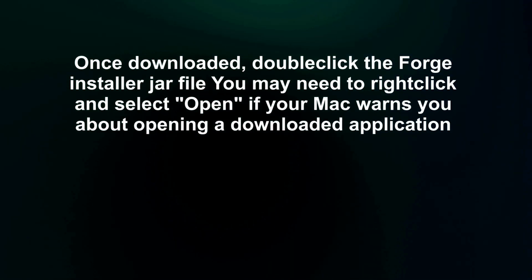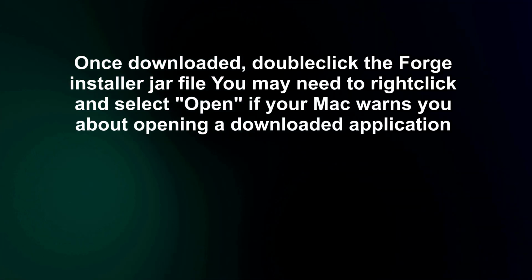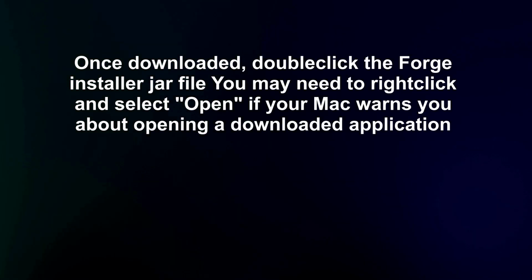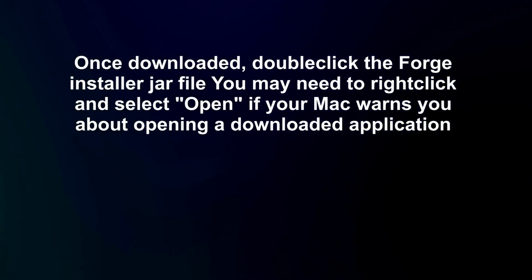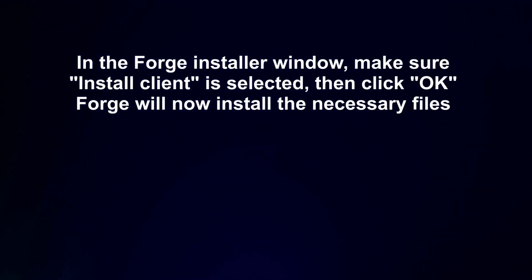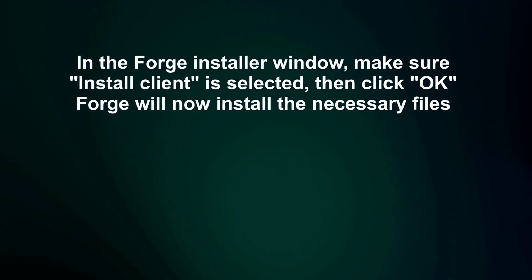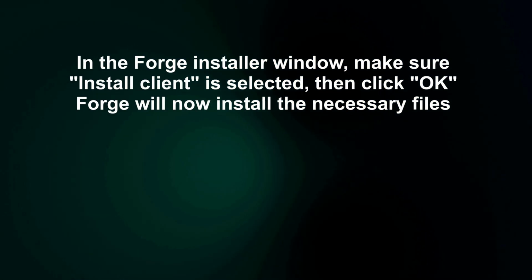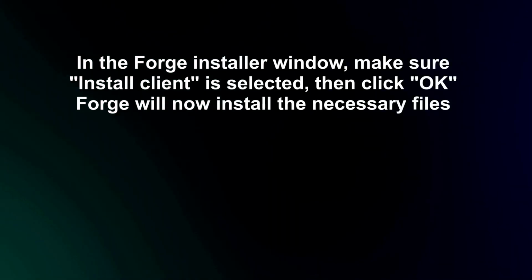Once downloaded, double-click the Forge installer jar file. You may need to right-click and select Open if your Mac warns you about opening a downloaded application. In the Forge installer window, make sure Install Client is selected, then click OK. Forge will now install the necessary files.